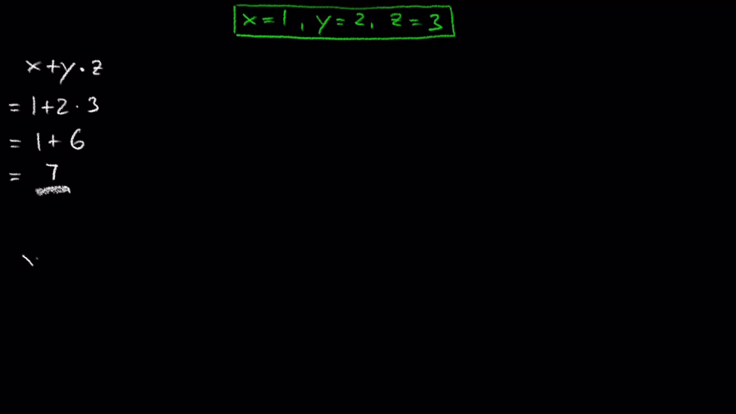Let's look at y minus z divided by x. First, plug in the values of x, y, and z. 2 minus 3 divided by 1. Division takes precedence over subtraction, so you're going to do 3 divided by 1 first. So we get 2 minus 3, which is negative 1.